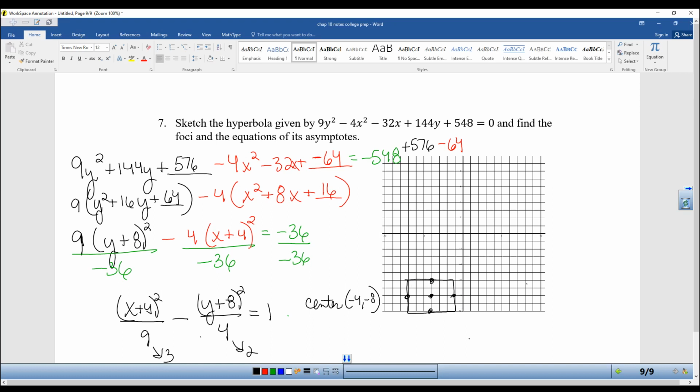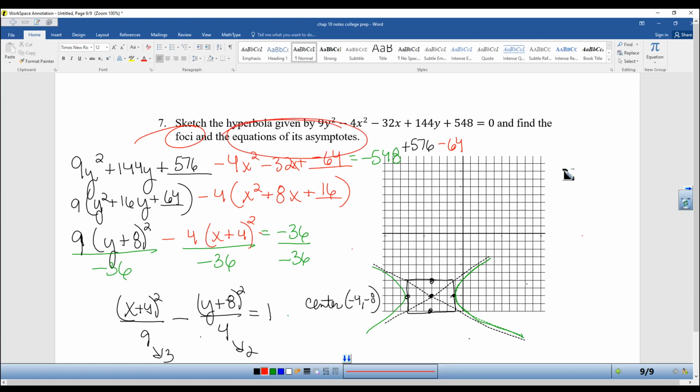The box is what allows me to draw the asymptotes. And the asymptotes are what allow me to draw the hyperbola. So my hyperbola, let's see, since it's x squared and then y squared, is going to be side to side. I guess we don't need that dotted anymore. Side to side, just like that. So let's see, I've sketched it. And of course, find the equations of the foci and the asymptotes.